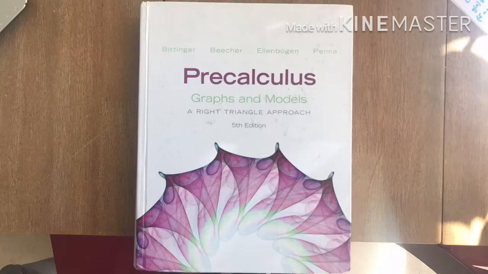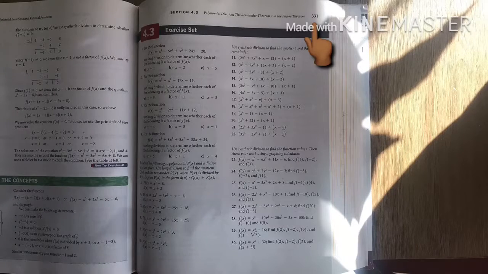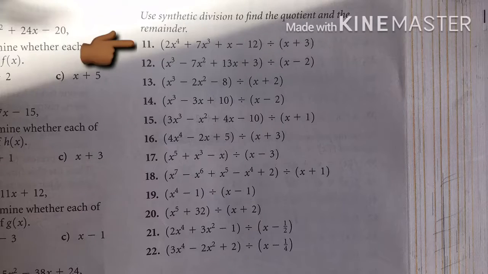Today I'm going to be discussing polynomial division. The textbook that I'm going to be using and referencing throughout this lesson is called Precalculus, Graphs and Models, A Right Triangle Approach, the 5th edition. I will be working off of page 331, and I'm going to be focusing on problem 11 and problem 19.